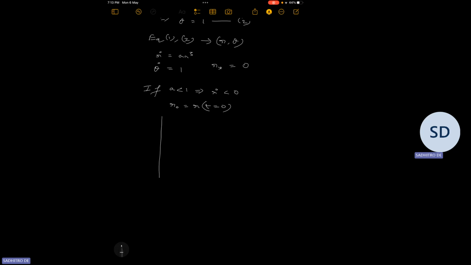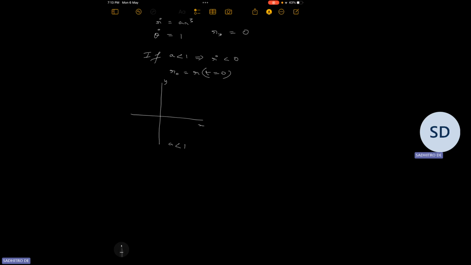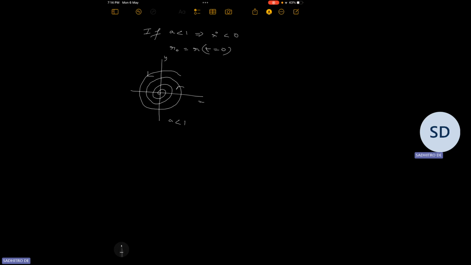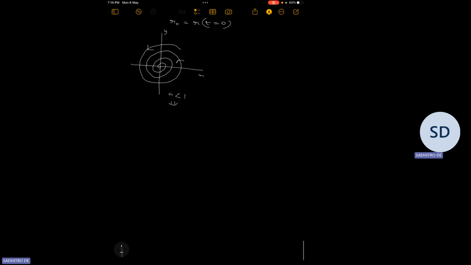So if you look in the plane of x and y for a less than 0, then you start from a finite radius like this. The radius will continue decreasing as the system spirals toward the origin, and then it will hit the origin like this. So what do you get? You get a stable spiral.